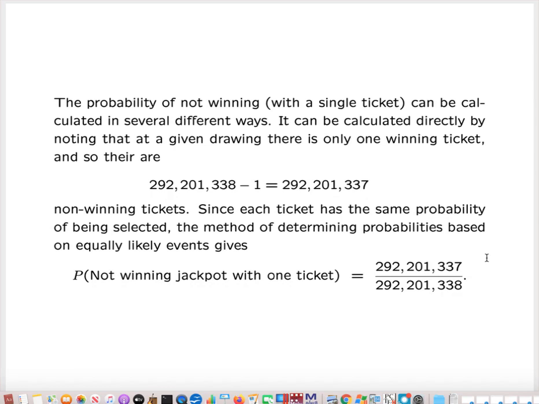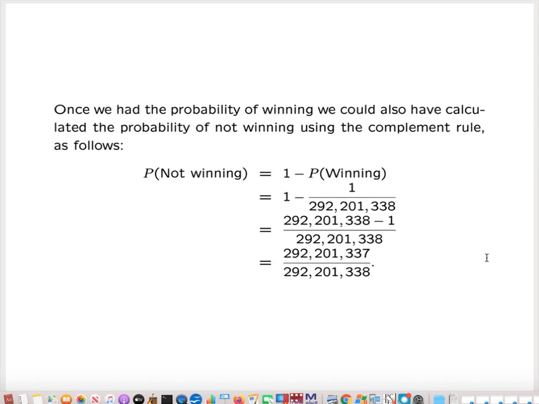Now, another way to calculate this, perhaps an even easier way, is to use, once again, our friend, the complement rule. All right? Because the event of not winning is the complement of the event of winning, by the complement rule, the probability that you do not win with one ticket is equal to 1 minus the probability that you do win with one ticket. And so we just subtract this probability from 1, and we get the answer.